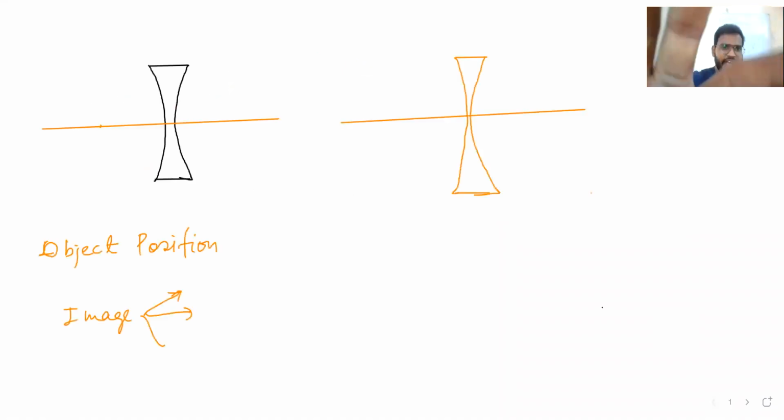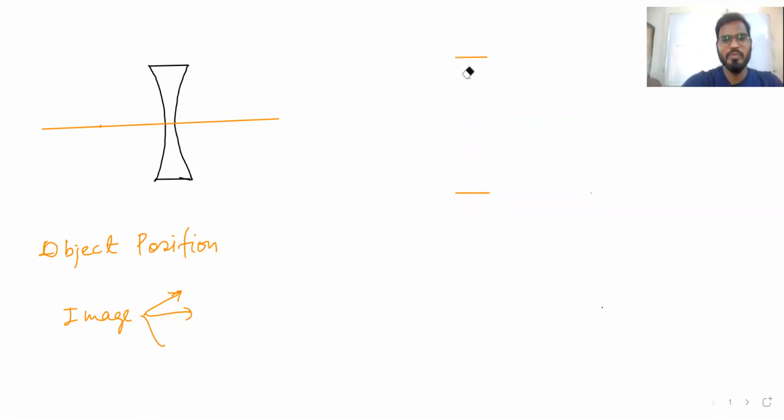Okay. So we had done concave and convex mirror ray diagrams. Today the diagram itself is too bad, so I'll draw it later. Two object positions we are supposed to see in a concave lens. One is at infinity, and one is between f and 2f. So only two cases we will see for where the image is going to form.